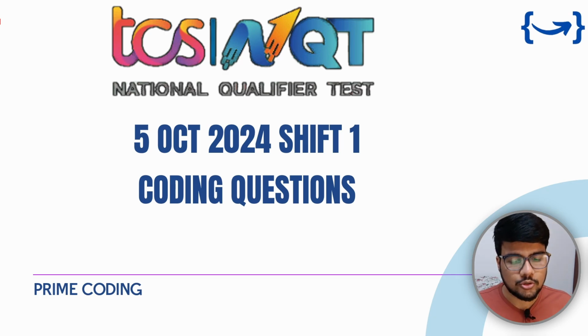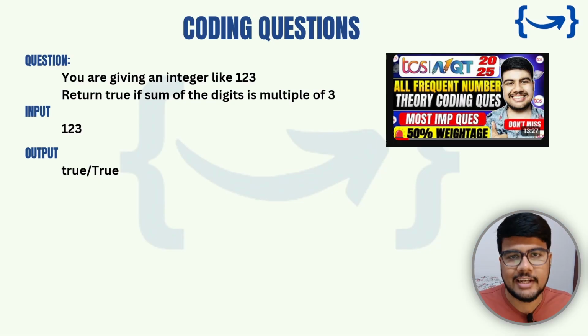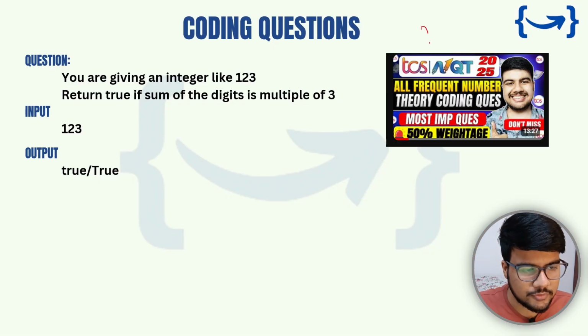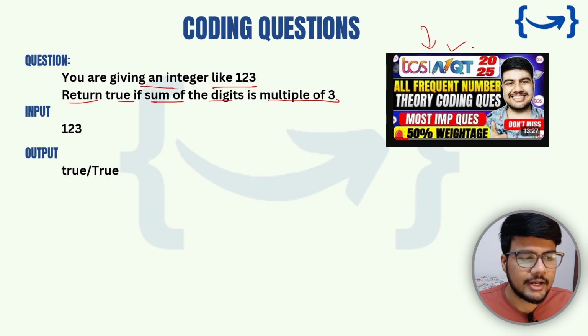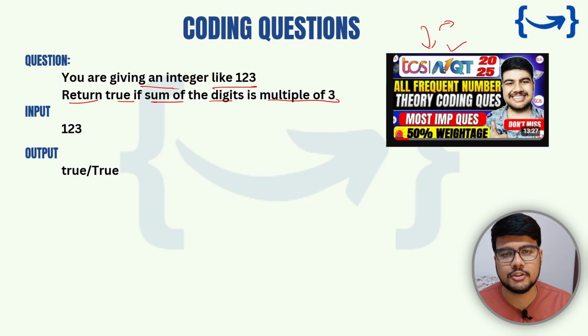NQT. Okay, so in these two sets of problems, again, there is great news: the question came from this video. The same question came from this video, where you are given an integer like 1, 2, 3, return true if the sum of digits is a multiple of 3. The same pattern question is covered in this number theory video. Whoever watched it will definitely be able to crack all of the TCS NQT shifts that have continuously happened from yesterday onwards. So yes, we'll begin the solution of this particular question.